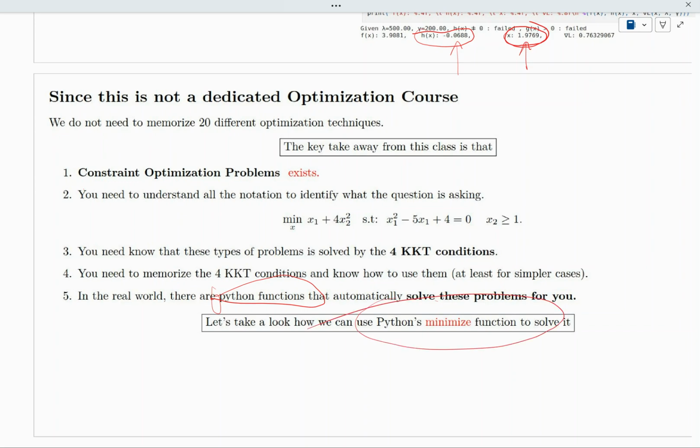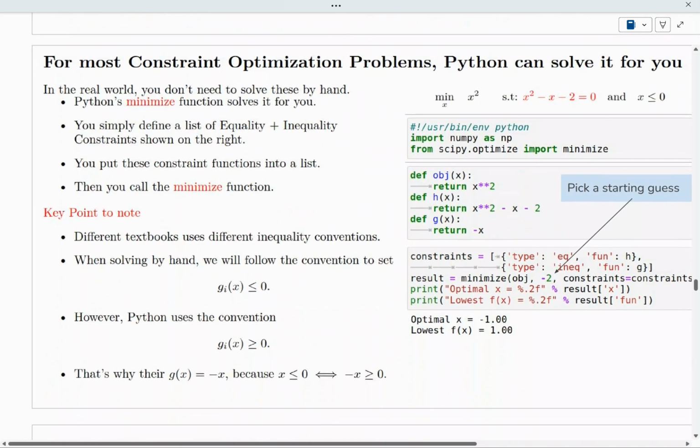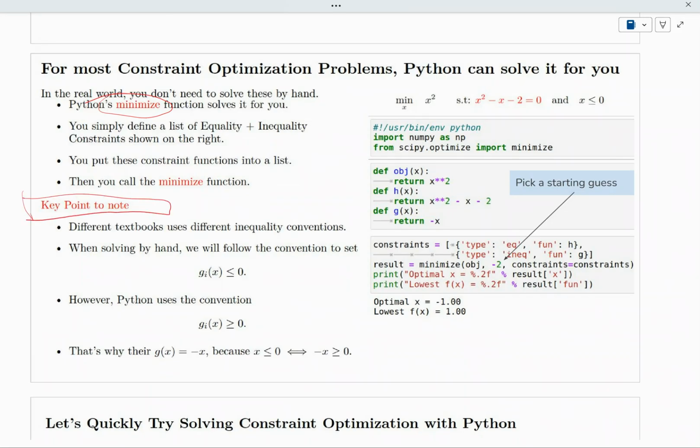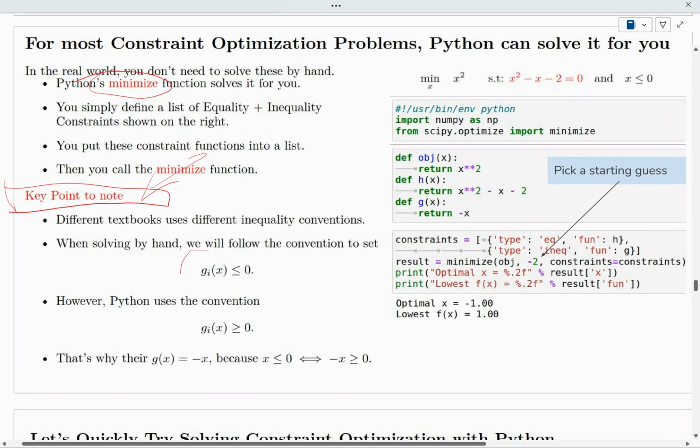So let's look at a Python function called minimize. In the real world, obviously, I don't expect you to solve it by hand. Python has a minimize function that solves it for you, and all you have to do is put the constraints into the function. Now, a very important key regarding Python: remember the standard we have is that g of x has to be less than or equal to 0.